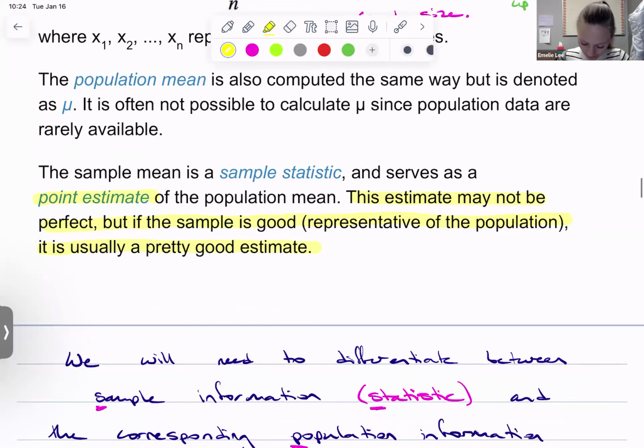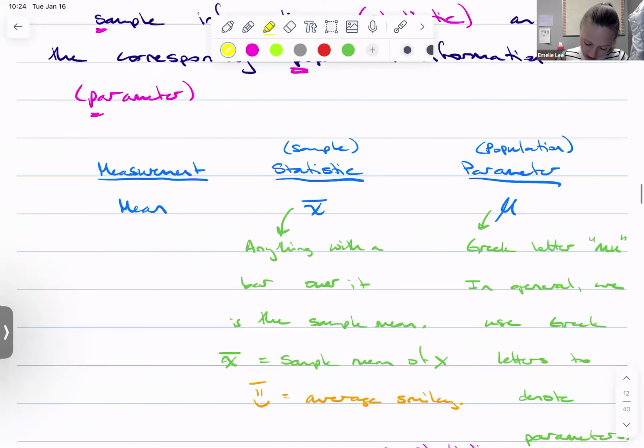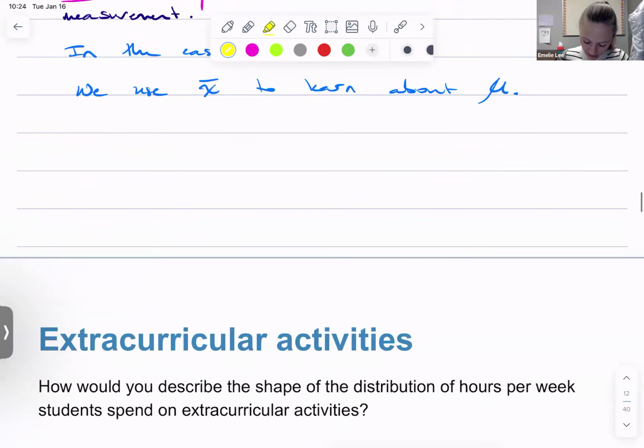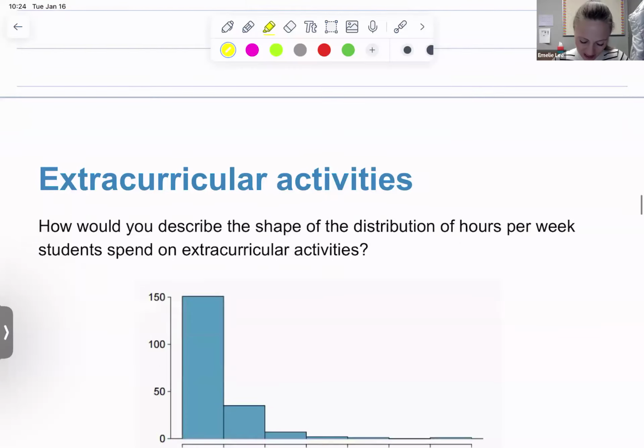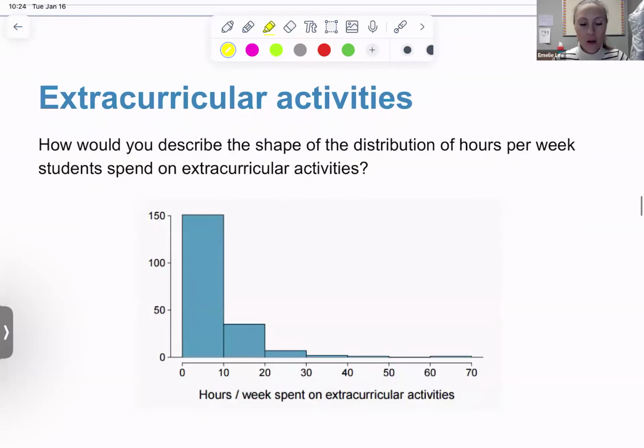There's going to be a lot of notation to get sorted in the beginning at least, but once you have a handle on it, then you're going to be okay.